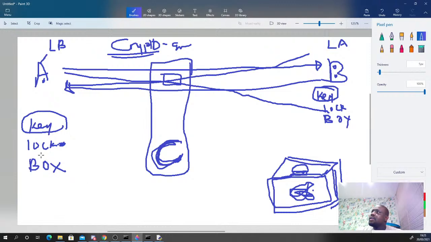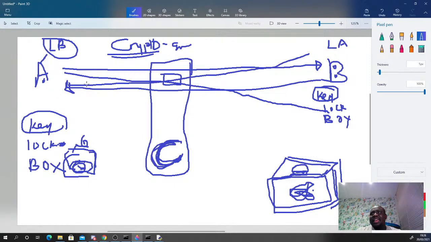Now, if A wants to send B a letter, A will take the lock of B, put the letter into the box and lock it. As soon as A locks it, it's final. Even A himself cannot open the box anymore. Now we can send the box to C. Even when we are sending the lock, C cannot duplicate it, because if you get the lock, you cannot get the key to open it.